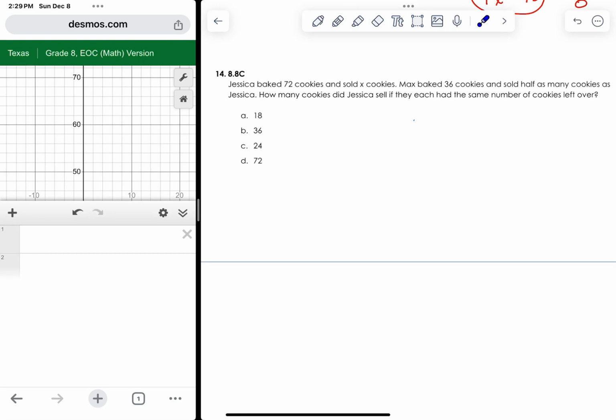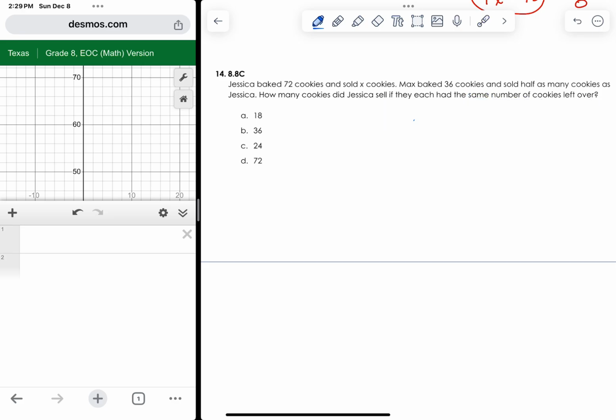All right, number 14 here. Jessica baked 72 cookies and sold X cookies. Max baked 36 cookies and sold half as many cookies as Jessica. How many cookies did Jessica sell if they each had the same number of cookies left over?